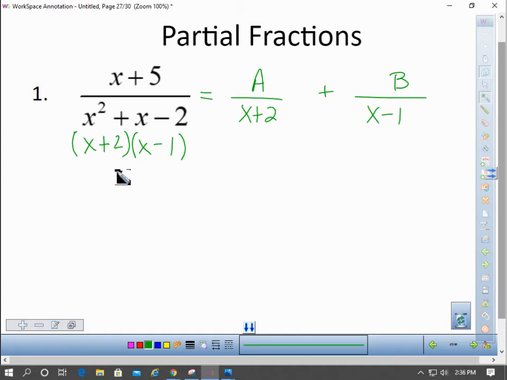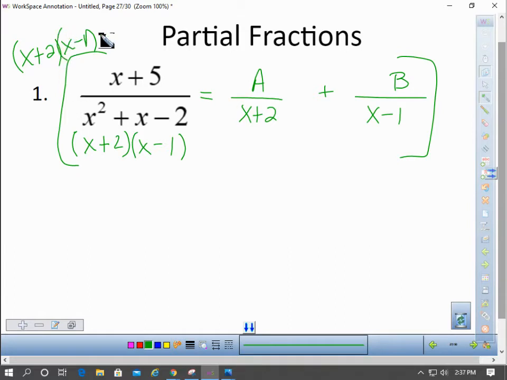Now we're going to do algebra to solve for A and B. So here's what you do. We're going to multiply the entire equation by the common denominator. So you're going to multiply by x plus 2 and x minus 1. So you're going to multiply the whole expression, this whole thing. When you multiply this first term, they all cancel, and you're going to be left with x plus 5. You're going to multiply both of these times this term. Well, the x plus 2's are going to cancel. So you're just going to have A times x minus 1.